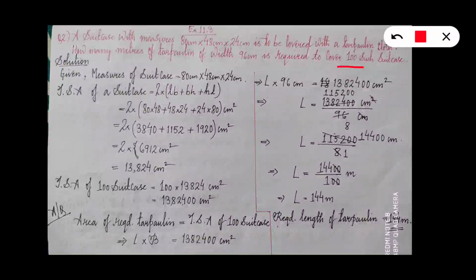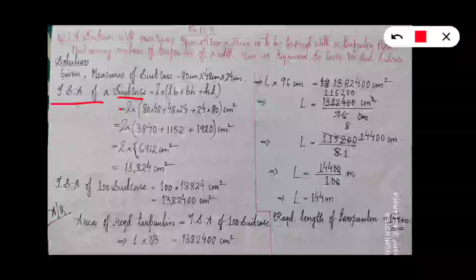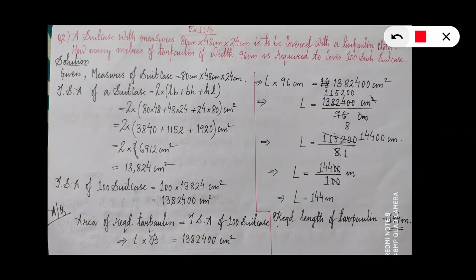Okay, let's start with the single suitcase first. Given measure of a suitcase, length, breadth and height is given. Now the thing is total surface area of the suitcase. This is for one suitcase. So this is the formula as we have already discussed in question number 1. So let us replace the values length, breadth, height. I have replaced the values, multiply it and add it. Then you will multiply with 2 and finally we got the area of a suitcase. The total surface area of one suitcase is given.